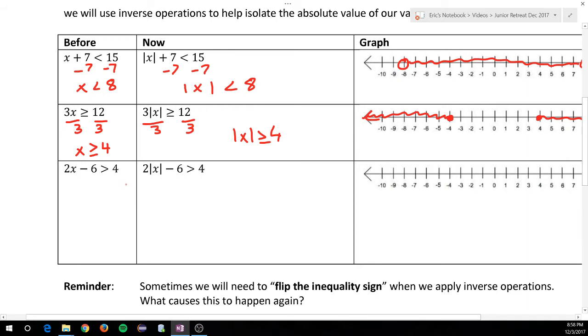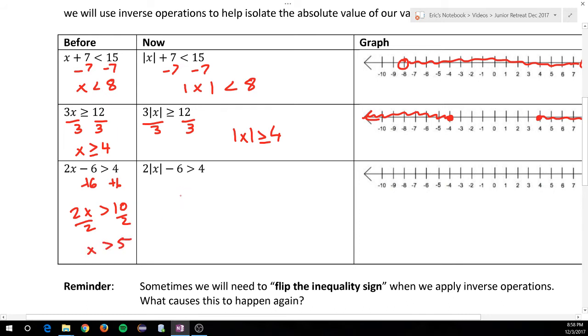Of course, you can pause the video. But if you didn't, hopefully, you added 6 to both sides. 2x greater than 10. Divide both sides by 2. x would be greater than 5.